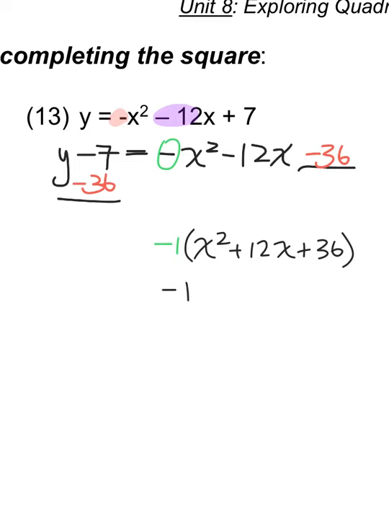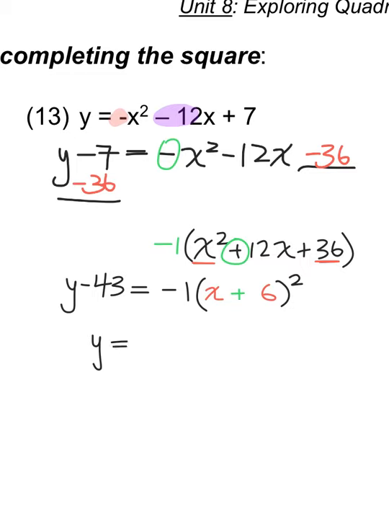which factors to, again, square root of the first and last terms, x and 6, carry down the middle sign, write it as a binomial squared. On the left-hand side, it's just y minus 43. All right, cleaning it up, I'm adding 43 to both sides. Y is equal to negative x plus 6 squared plus 43.